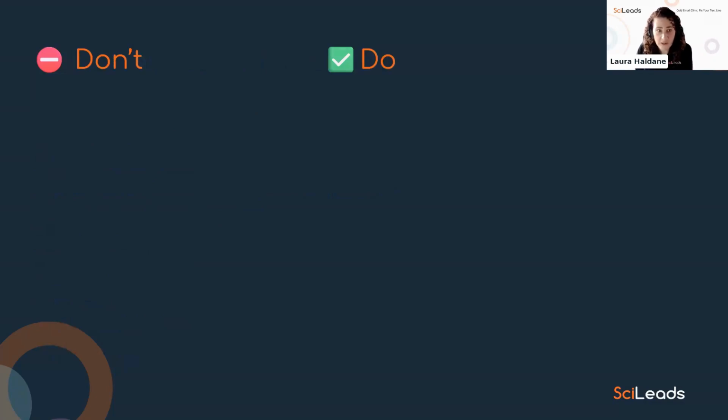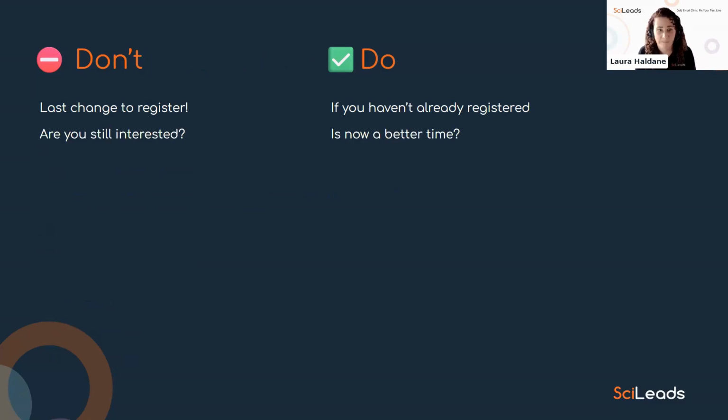So a few do's and don'ts, then we'll get into the actual email. If you're trying to get people to register for things, don't imply that nobody's done it. So not "last chance to register if you haven't already registered", because that just means people think everyone else has done it and they're not in the minority. Don't say, "are you still interested?" You're just closing the door on yourself.